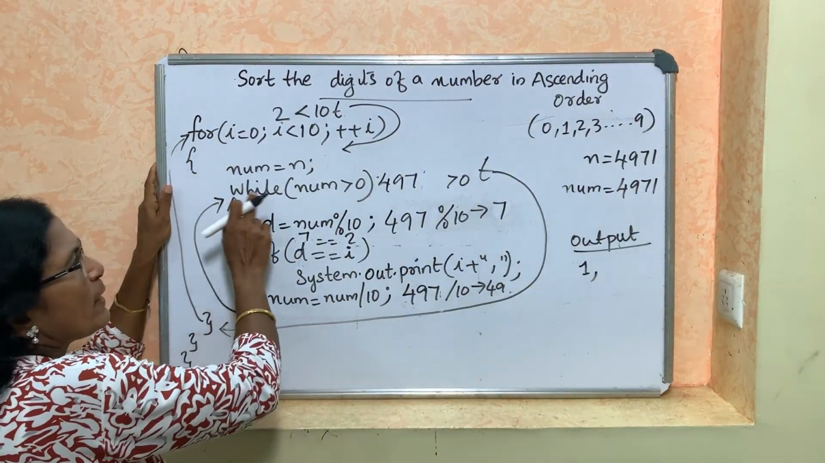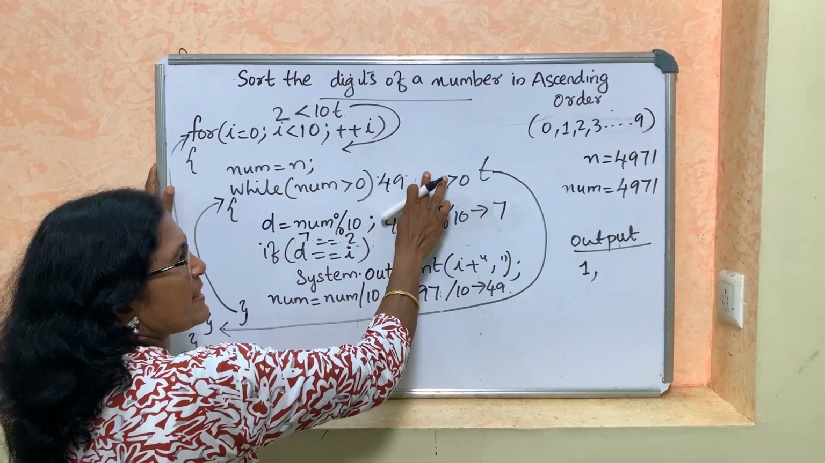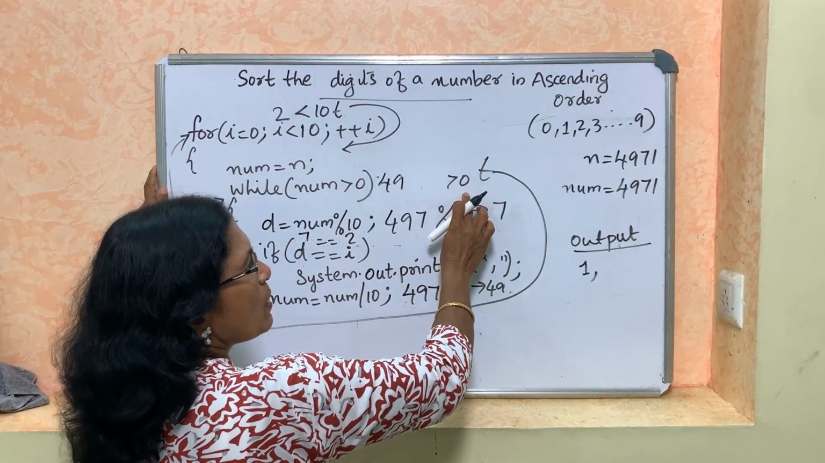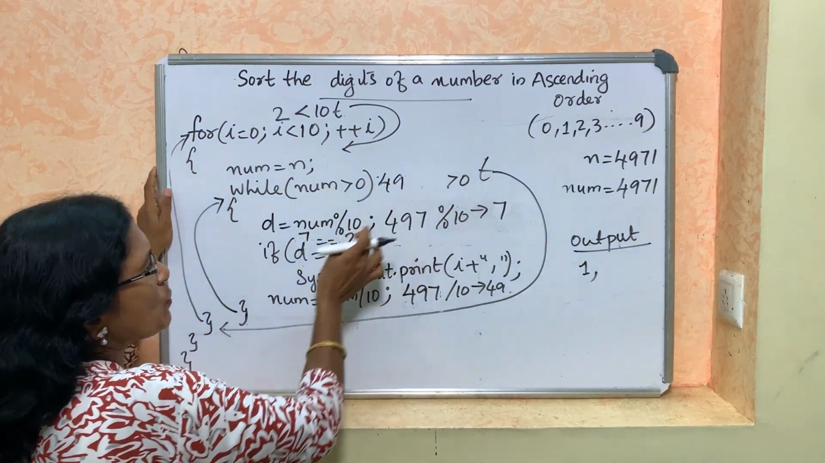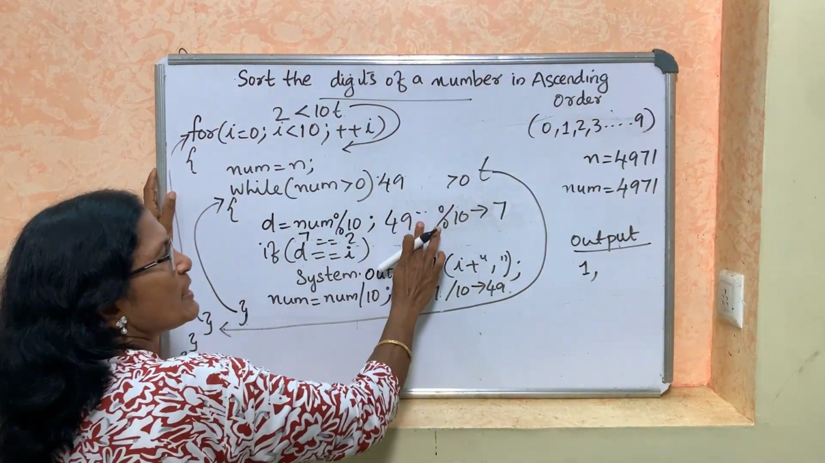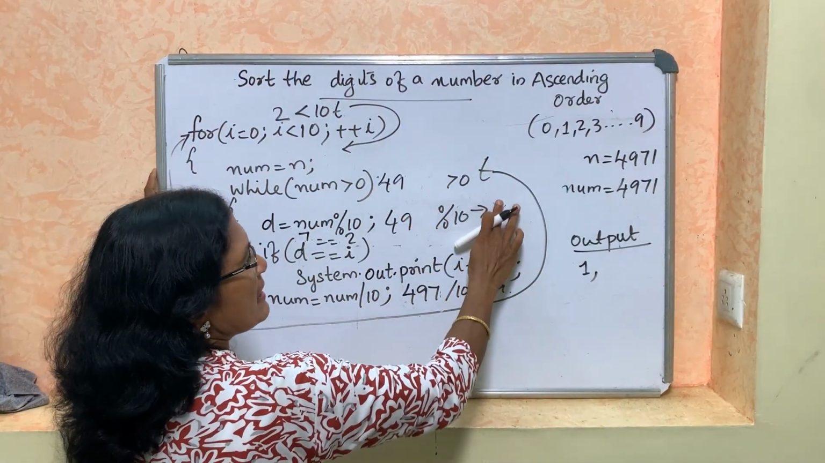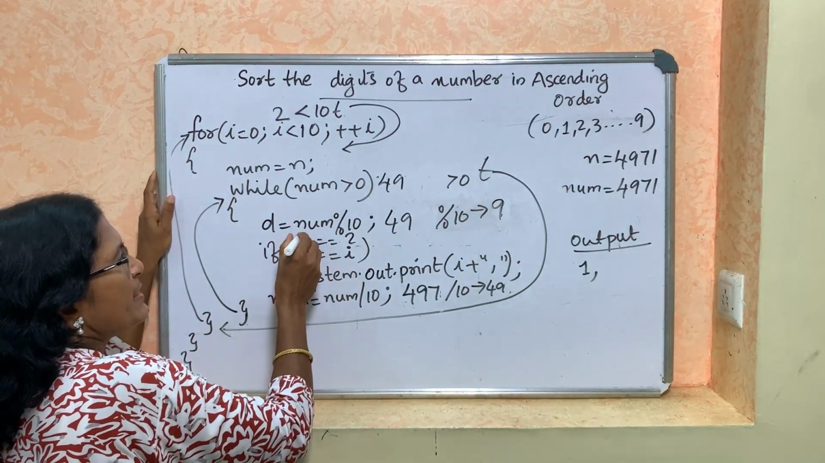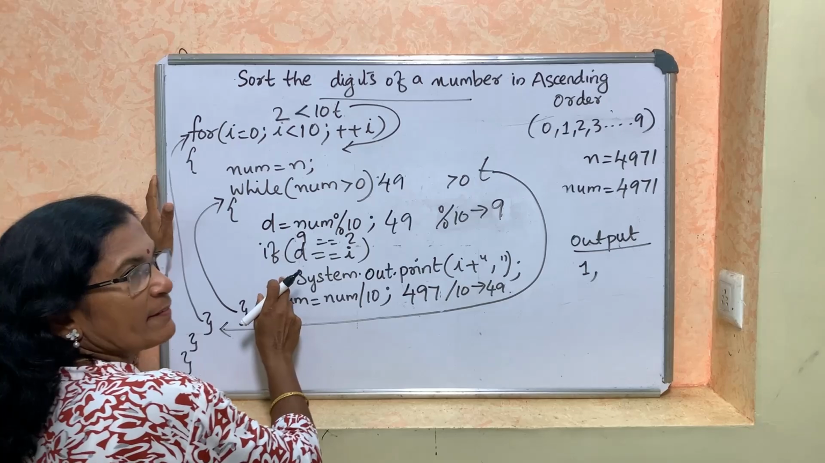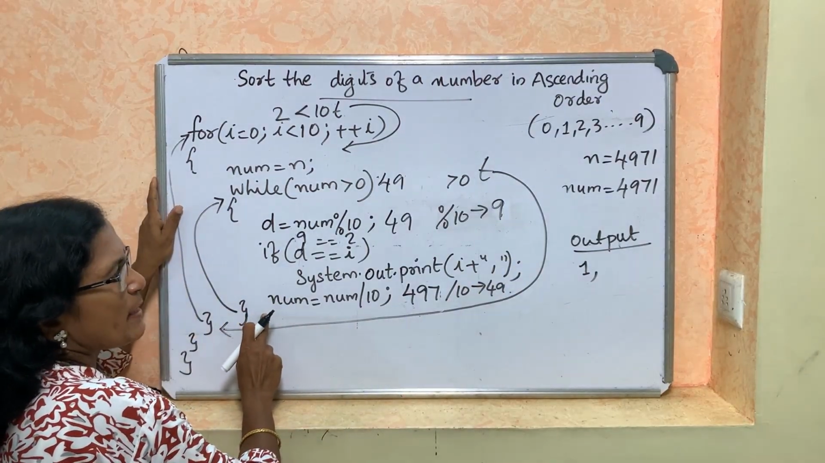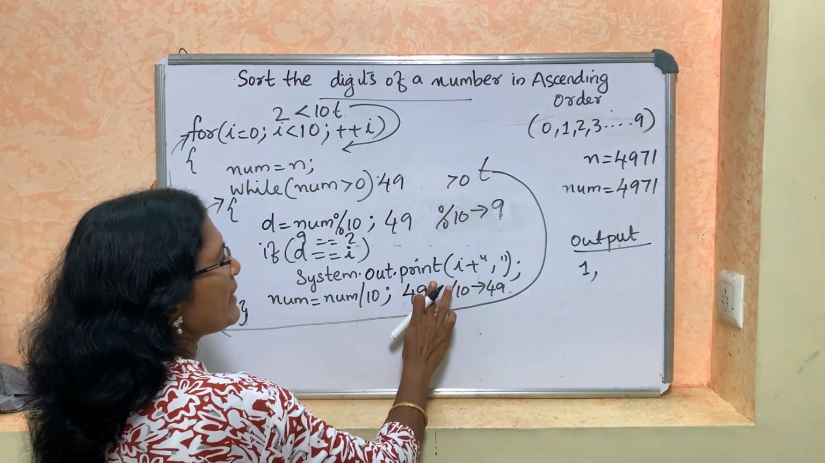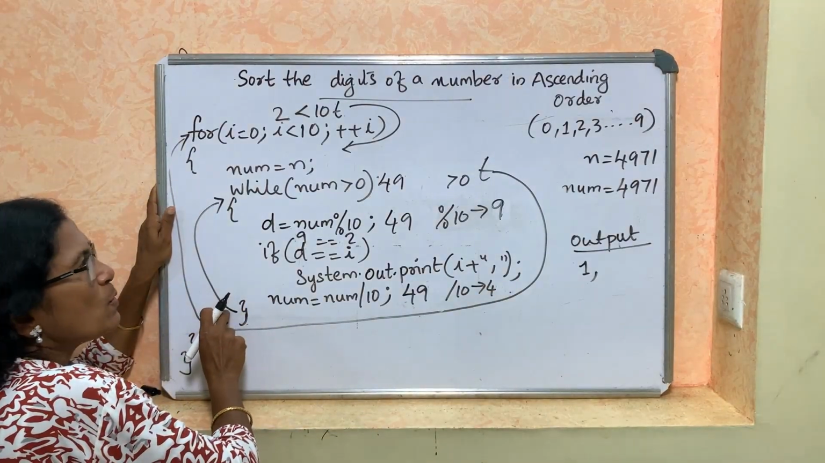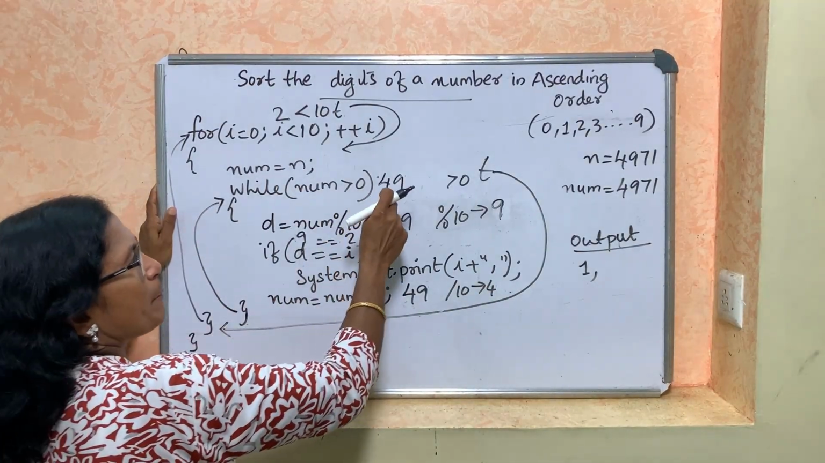So again, the while loop goes for the next iteration with the value of num as 49. 49 is greater than 0. So test expression is evaluated to true. Digit is extracted as 49 modulus 10. The extracted digit is 9. Is 9 equal to 2? False. Nothing will be printed. Let us remove 9 from 49. 49 divided by 10 results in 4. So, the new value of num is 4.